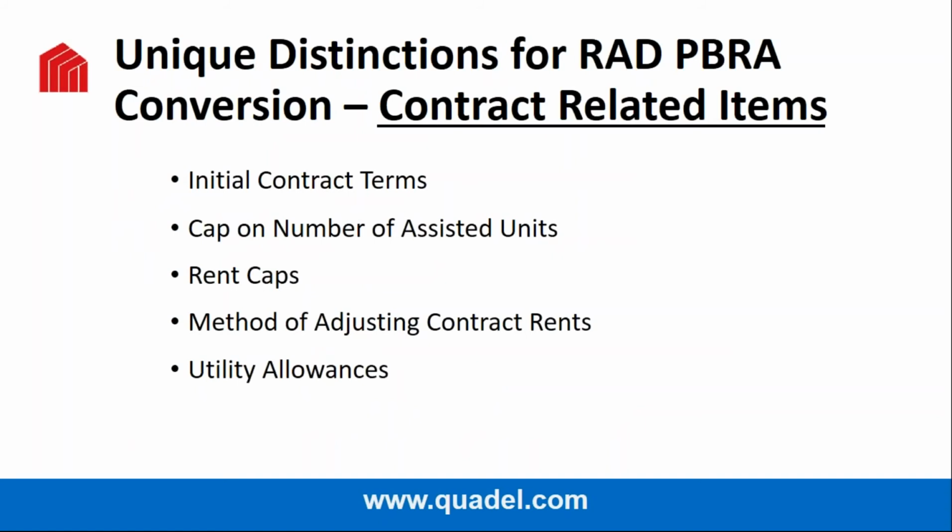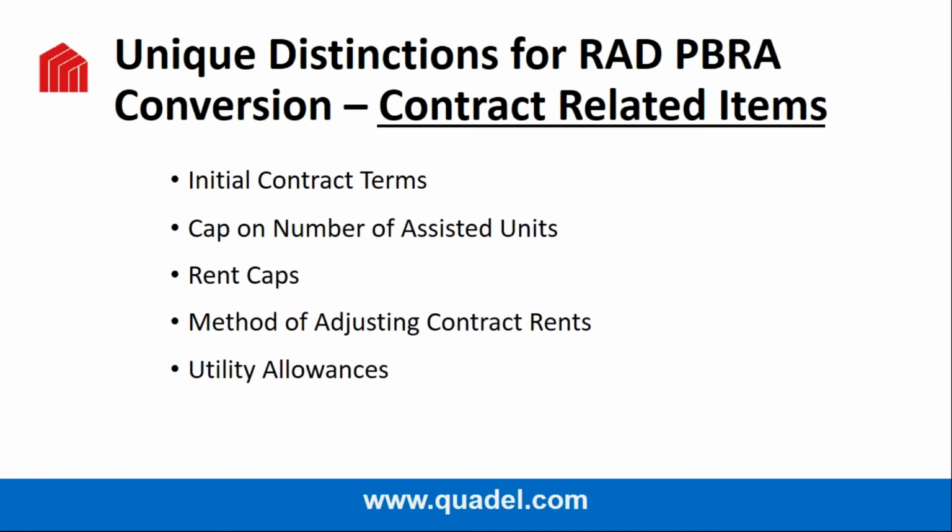Some unique distinctions for RAD-PBRA conversions. We all discussed the 2 components to RAD, and now we want to get into some of the distinctive specifics of conversion to PBRA. And there are several unique factors or distinctions when PHAs or owners decide to convert assistance under PBRA. On the next few slides, we're going to discuss the contract-related items that PHAs and owners must be aware of for conversion under PBRA. Following up with this, we'll also then discuss some of the other subsidy-related items that pertain to PBRA.